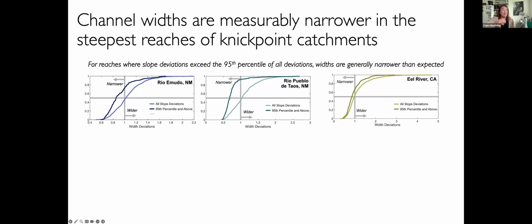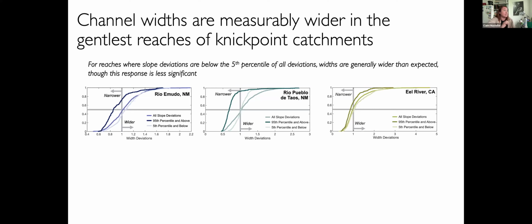We can also look at our gentlest catchments. So now I've added any slope deviations below the 5th percentile of all deviations, so our gentlest parts of the profile relative to what we would expect. And what we see is that here our width deviations tend to get us a little bit wider, but that response is a lot less significant than the response to these steeper slopes.